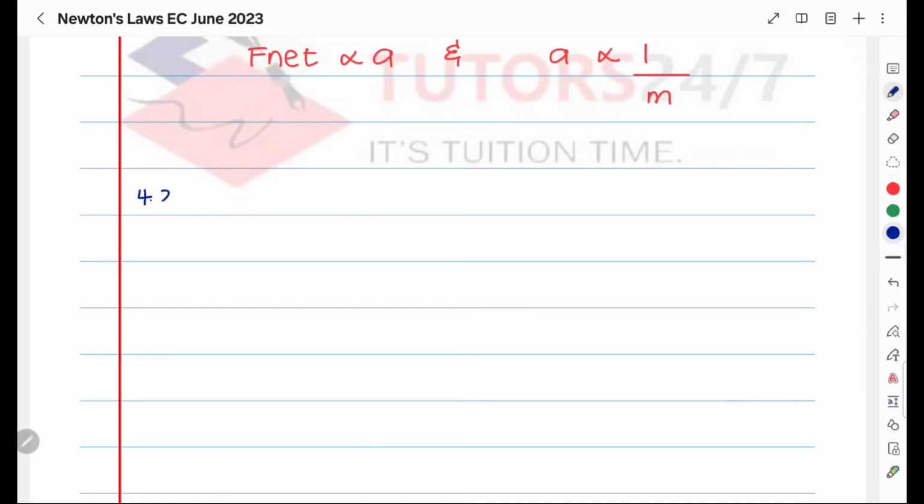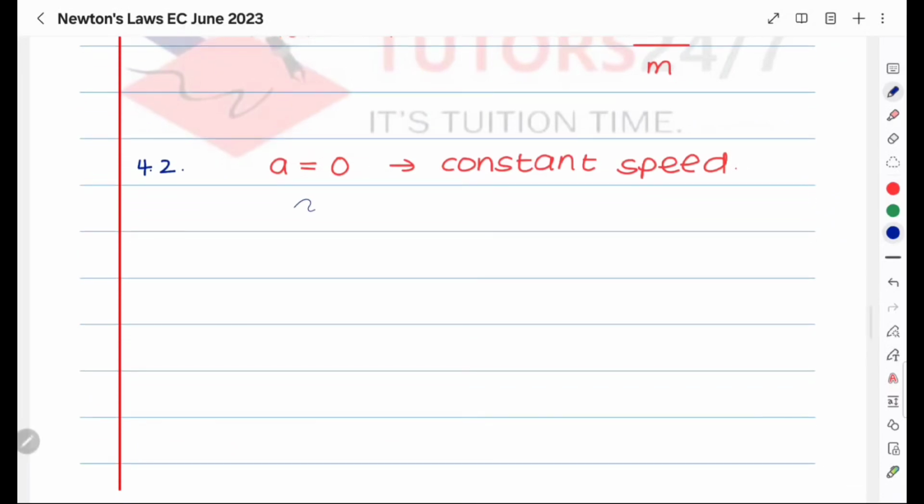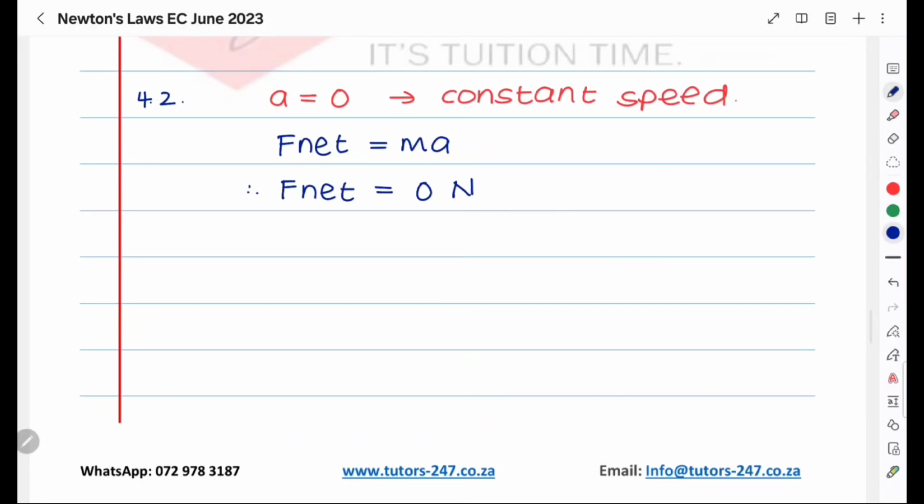So question 4.2, we need to find the net force. Now we know that acceleration is equal to 0 because the object is moving at constant speed. Constant speed means that there is no change in velocity, meaning there is no increase or decrease in the speed, so there is no acceleration. So from here we will substitute F net is equal to ma, and because acceleration is 0, mass times 0 is just 0. So the net force is then equal to 0.